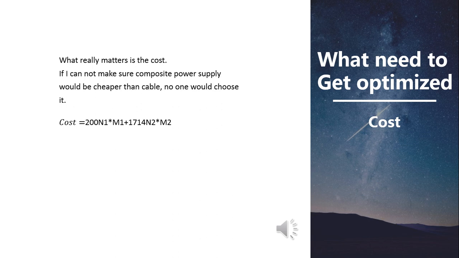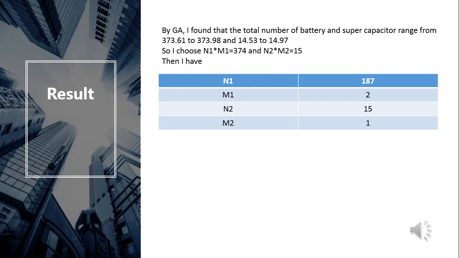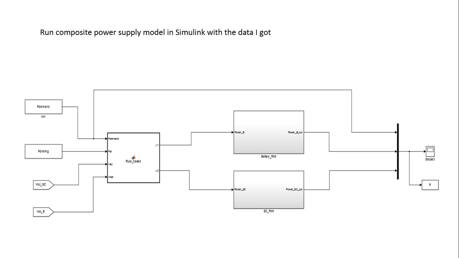What really matters is the cost. If I couldn't make sure composite power supply would be cheaper than cable one, no one would choose it. So by GA, I found the total number of battery and supercapacitor. I mean those numbers have already been optimized.